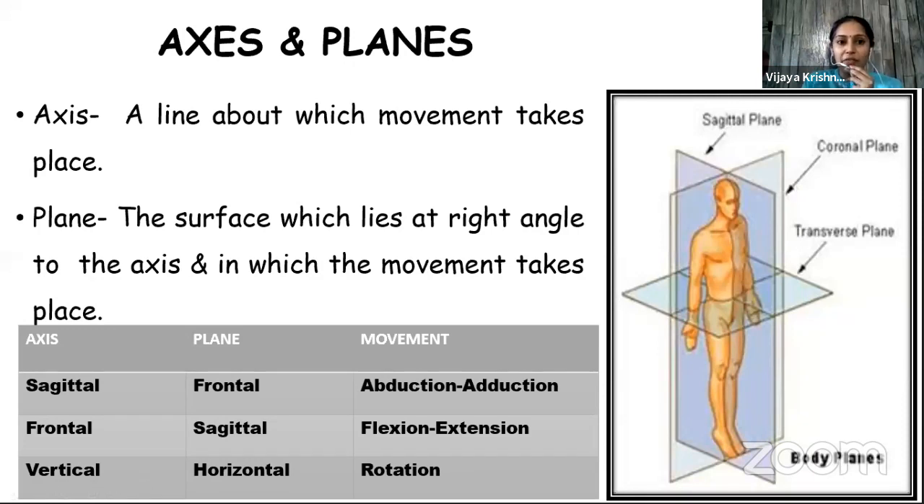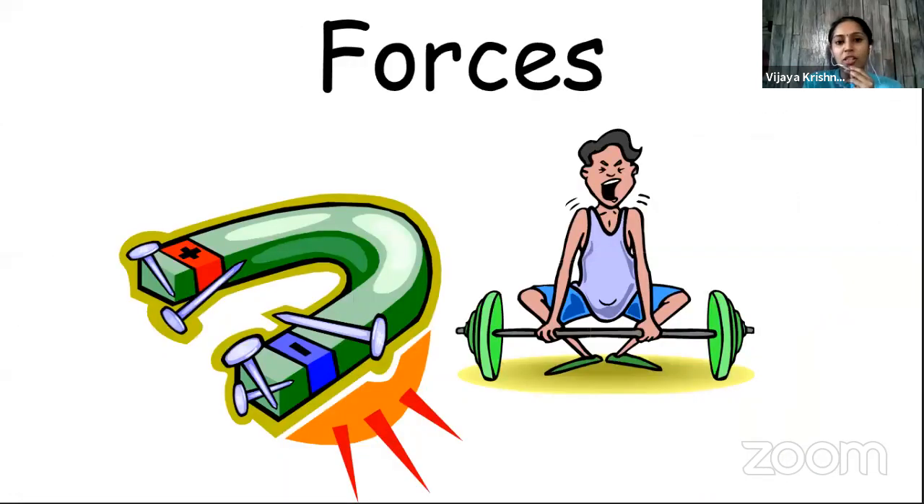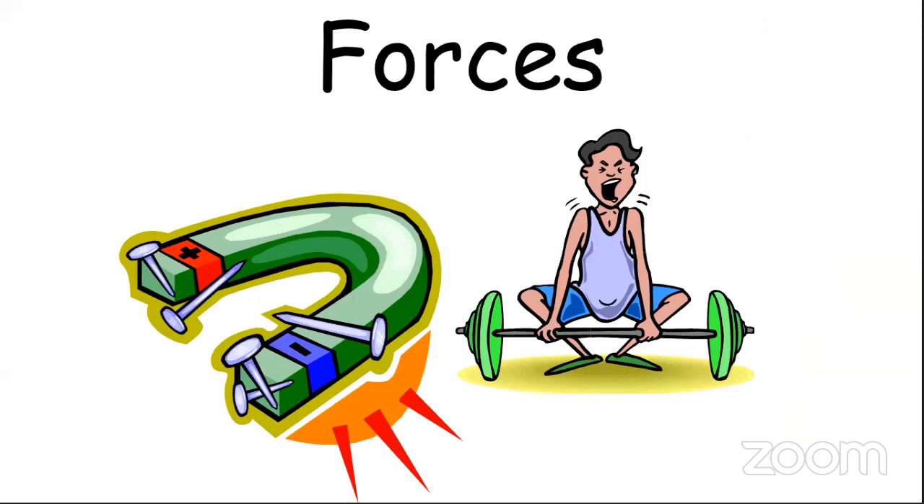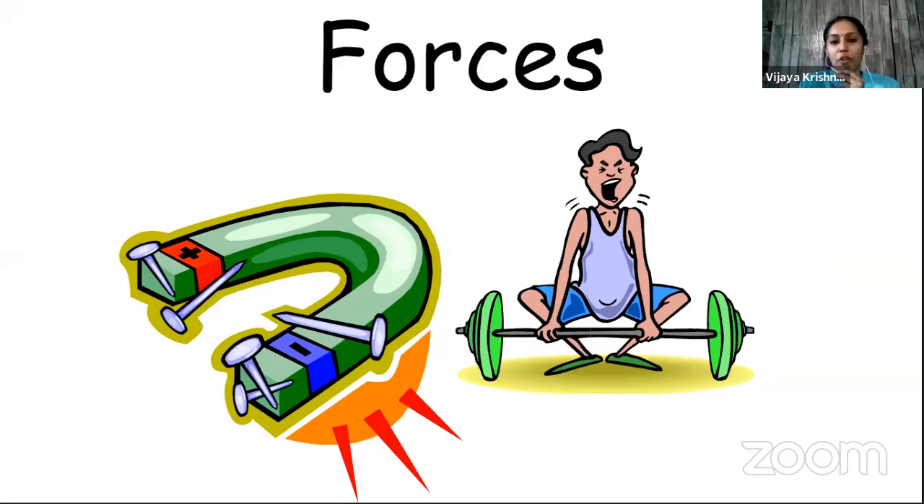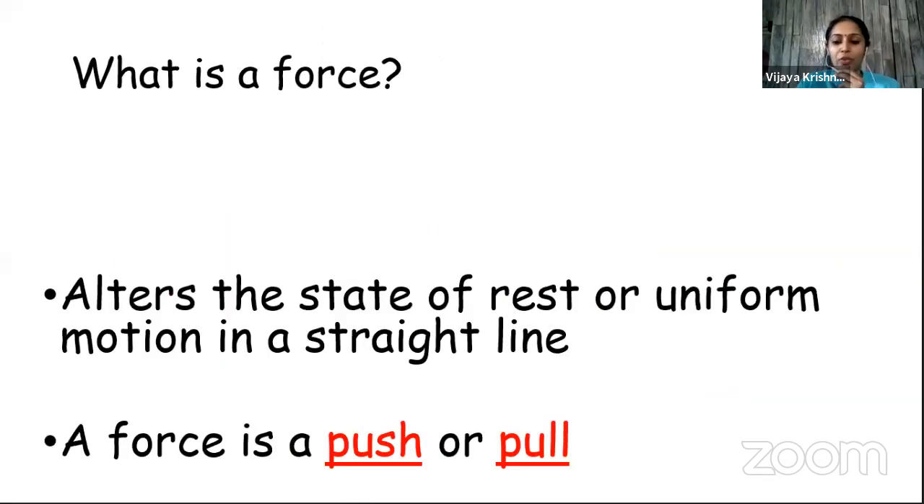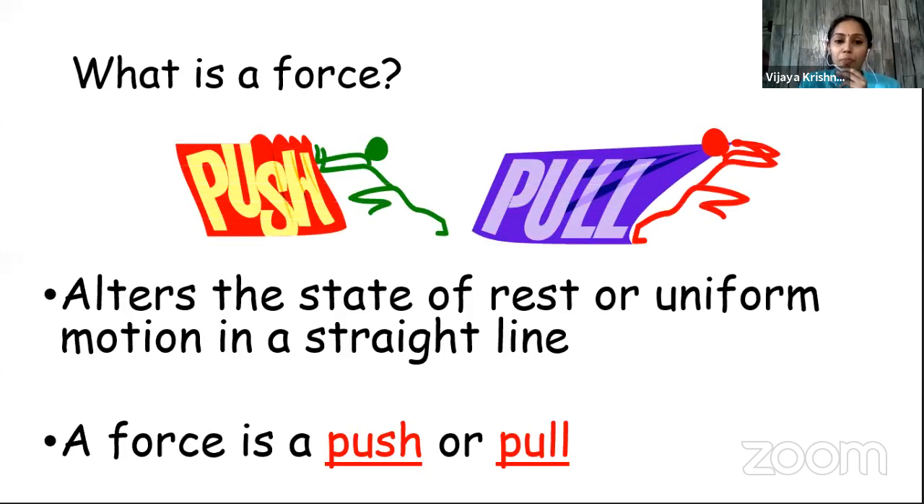Now, the next thing that we are going to cover, once the movement happens, is the forces that are going to produce the movements. Forces are again a mechanical concept which is very important for human body motion. Now, what is a force? Force is a pull or a push in simple words. It alters the state of rest or of uniform motion in a straight line of a body. So you either push or pull and then change the motion of the body.